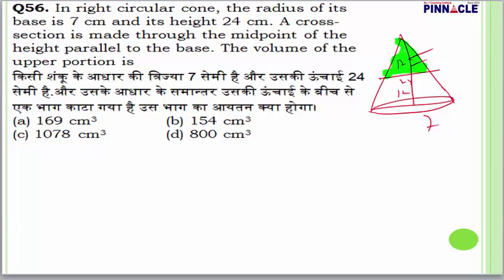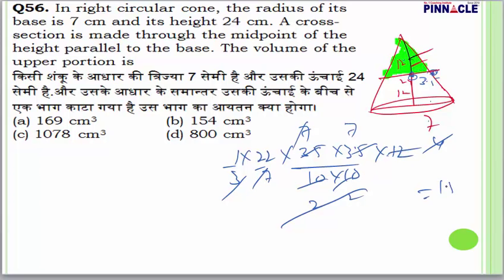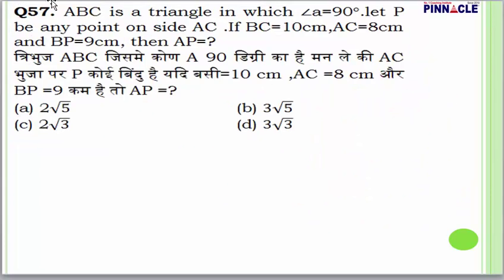Now this radius should be equal to 3.5. Why? Because the triangles are similar, angle to angle. The height is 12, and the total is 24. If the total is 24 and the radius is 7, then this will be equal to 3.5. From the midpoint, this distance becomes half. Now you can find the volume, 1 by 3 pi r square h, where pi is 22 by 7, r square is 3.5 into 3.5, and h is 12. So this should be equal to 154. Answer is B.